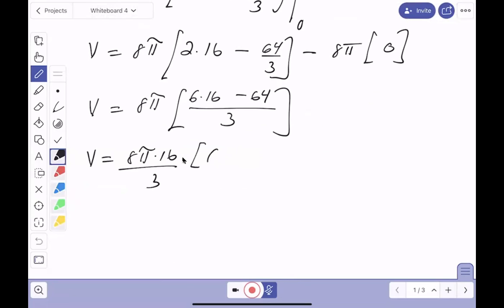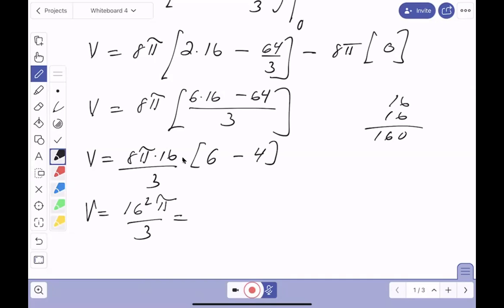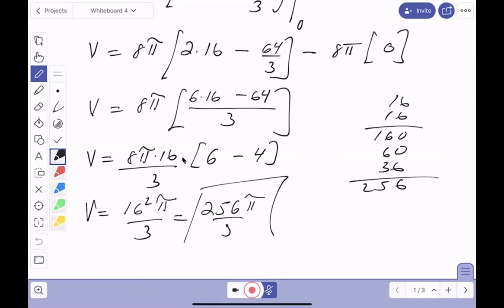And what am I left off with? 6 minus, what do you get over there? If you factor out 16 from 64, you get 4, right? And what do you get over here? V equals, I'm going to write this down now. It's going to be, let's see, 6 minus 4 is 2. And I'm going to do 2 times 8 is 16. So it's 16 squared times pi over 3. Now, if you're struggling with this, write it down, 16 squared, right? 10 times 16 is 160, and then 6 times 10 is 60, and 6 times 6 is 36. So you get 256. So it's 256 pi over 3, and this is going to be cubic units, all right?